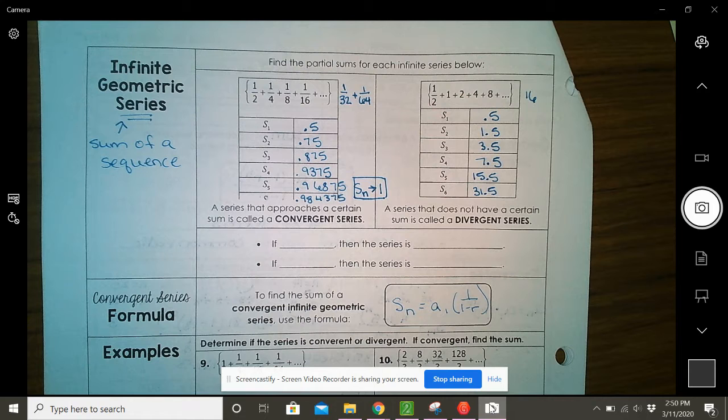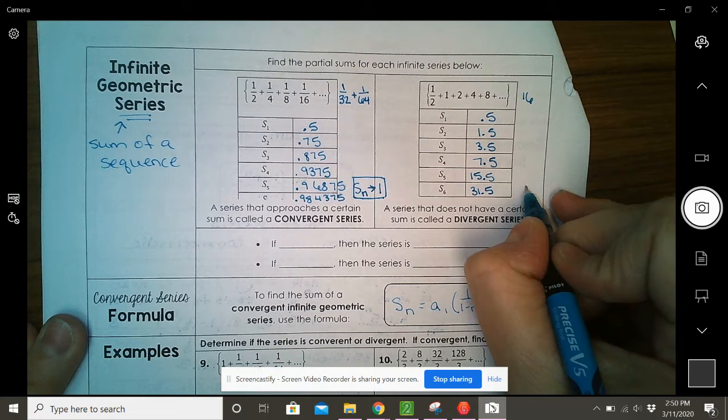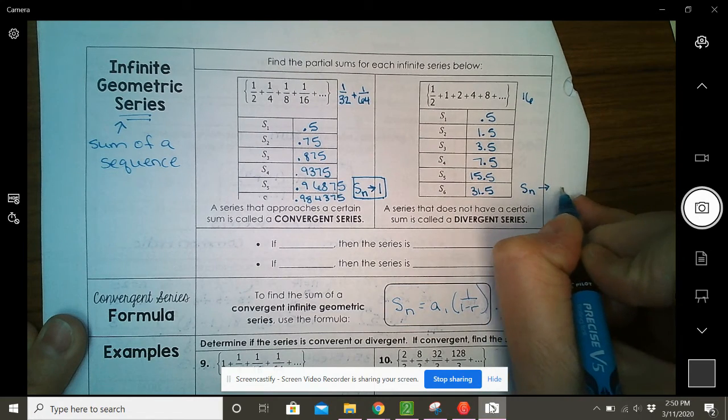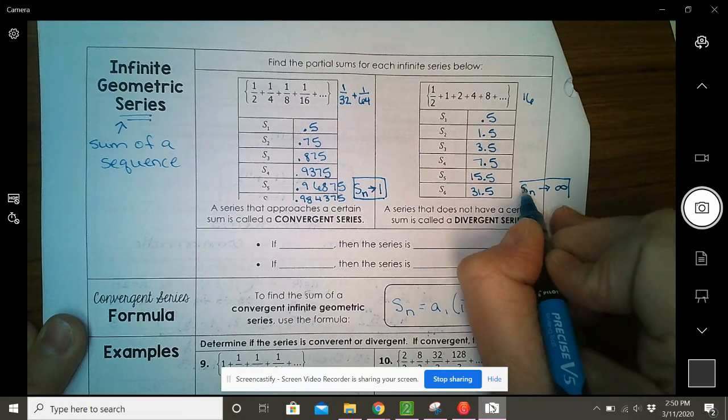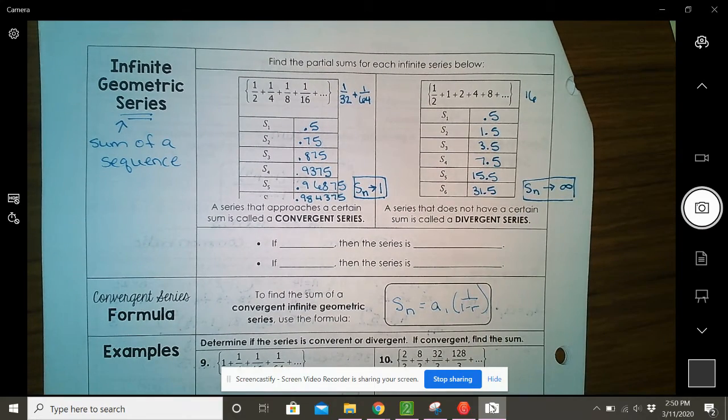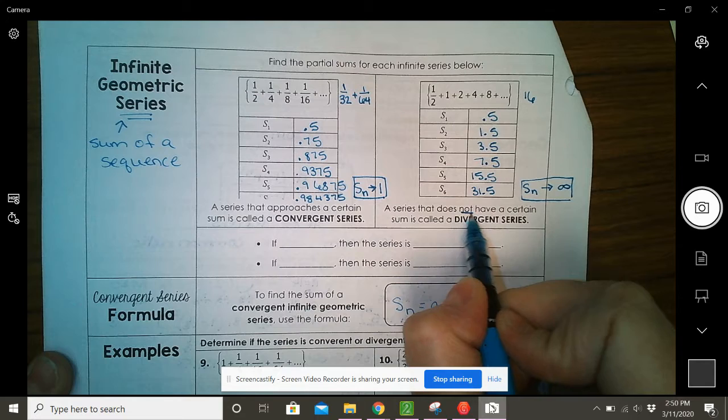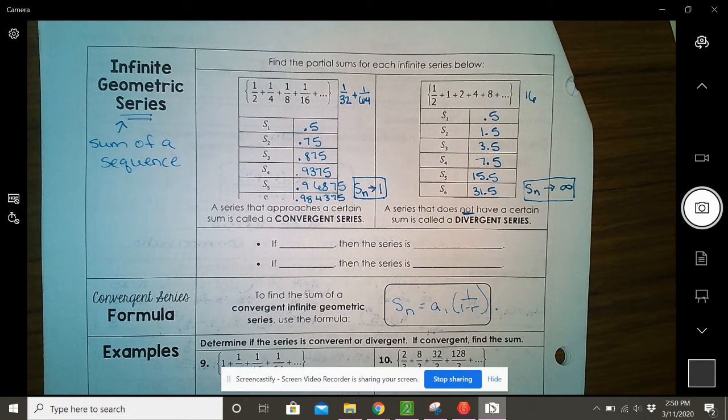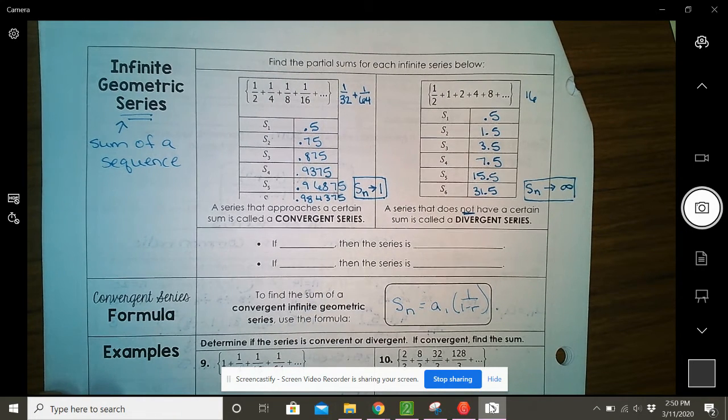What happens as this sequence keeps growing and we keep adding more and more? This sequence just goes to infinity. The sum of this sequence as it keeps growing is infinity. It does not have a certain sum. It just gets bigger and bigger, and that is called a divergent series. So we're comparing two types of geometric series. A convergent series is one that approaches a specific sum, whereas a divergent series is one that does not approach a specific sum.